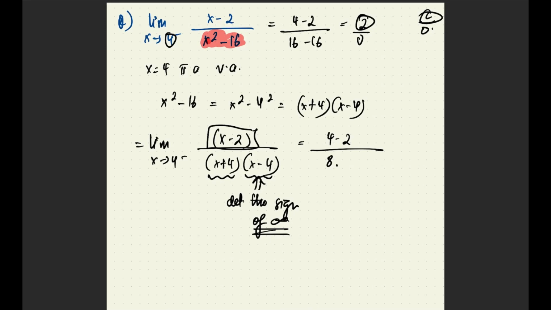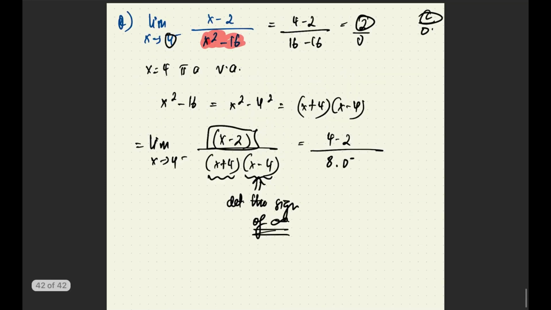So this is just going to be a very, very small number, close to 0, but negative. So this is 8 times 0 minus. So this basically gives me 2 divided by 8 times a number that is very, very small, almost close to 0, but negative, which is just going to give me a very, very small number close to 0 and negative. So I can just write it as 0 minus. So that basically gives me minus infinity.